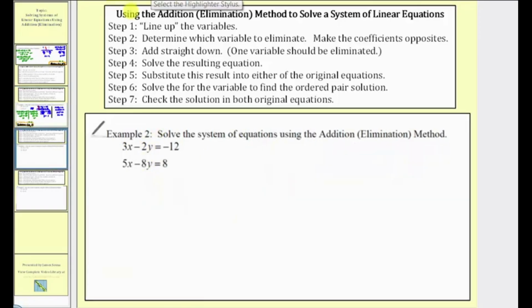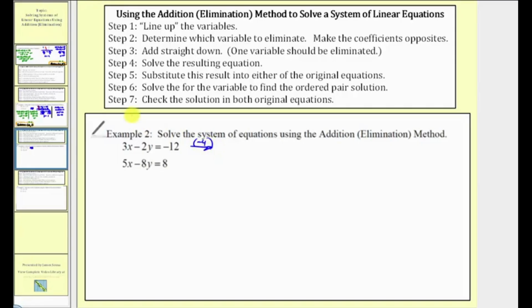Example 2, step 1, line up the variables, which is already done. We have the x terms, the y terms, and the constants. Step 2, determine which variable to eliminate. Make the coefficients opposites. Well, notice here, if we multiply the first equation by 4, we'd have a negative 8y here, and we have a negative 8y here. So because we want the terms to be opposites, we want this to be positive 8y, which means if we multiply the first equation by negative 4, the y terms would be opposites.